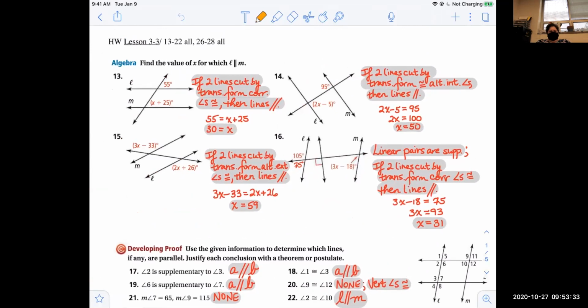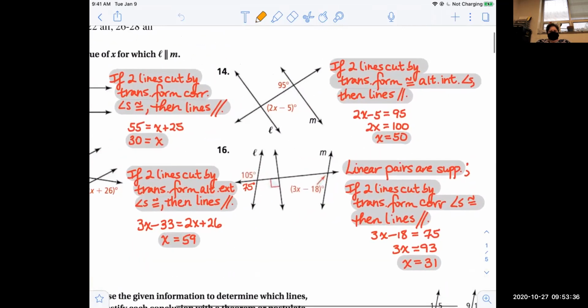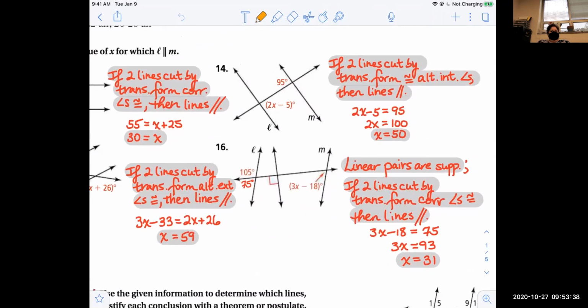That's 13 through 16 top. Now remember that all of these are to figure out the x that would make the lines parallel. Okay, what's the value of x that would make the lines parallel? You weren't given parallel, you're trying to conclude parallel. If such and such is true about the angles, then the lines are parallel. So we would need 55 equal to x plus 25, or we would need those two to be equal.